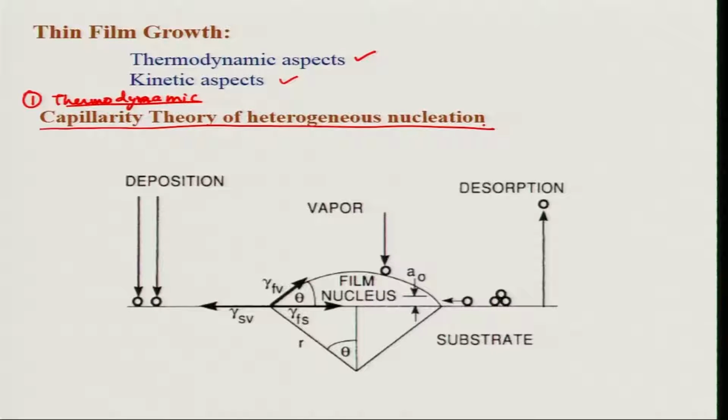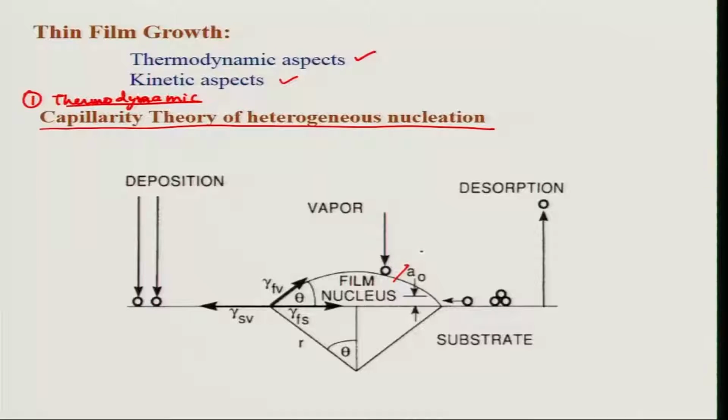Okay. We all know that if we have a supersaturated solution, there is nucleation formation and crystal growth. Okay. But that is homogeneous nucleation in a supersaturated solution or supersaturated vapor phase. Now, this is heterogeneous nucleation, which means a nucleus of a different material is nucleating on a substrate of a different material. So, there are two different materials involved. Nucleus material is different and substrate material is different.